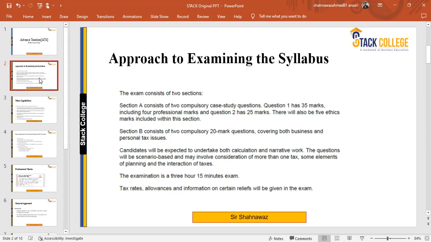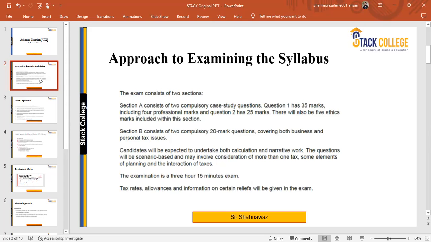don't bother about that. We'll start from scratch. We'll discuss each and everything from the start. So let's assume that you don't have any prior knowledge about the tax exam. Still, you will be comfortable in this paper. So first of all, as you know, this is a professional paper and an optional paper as well.